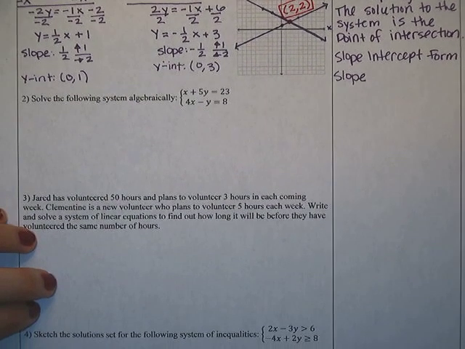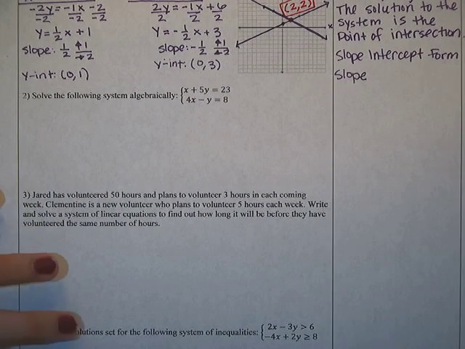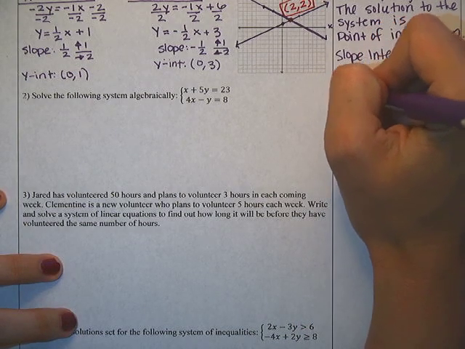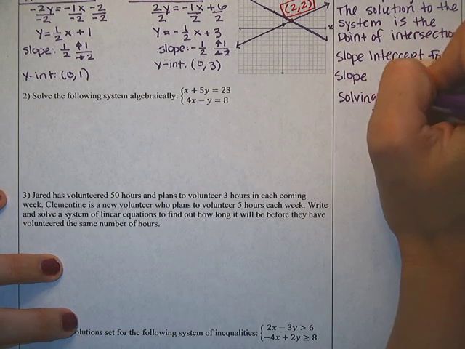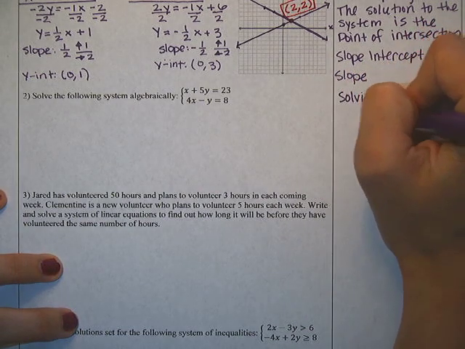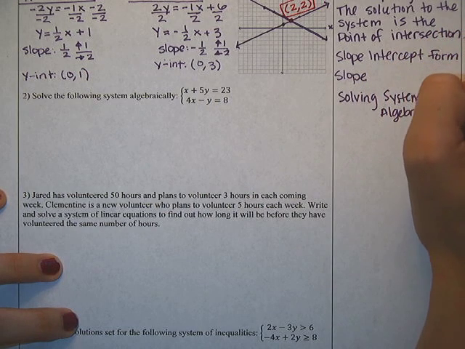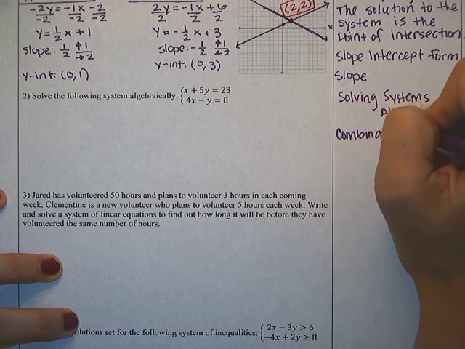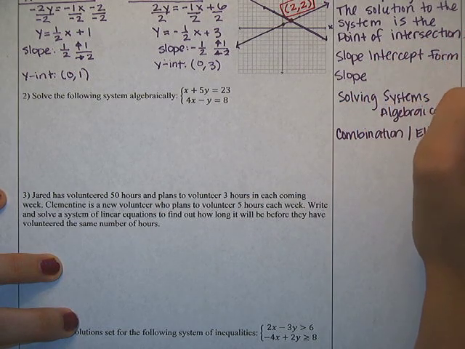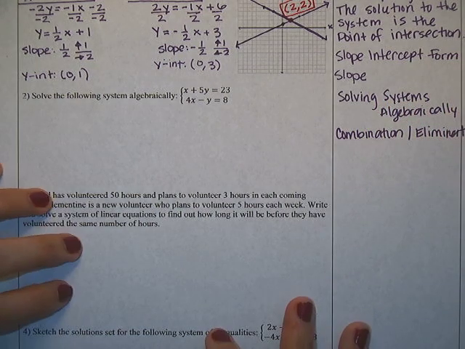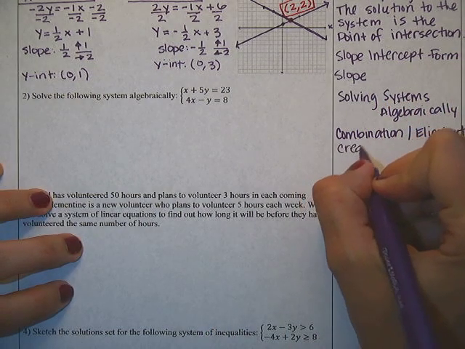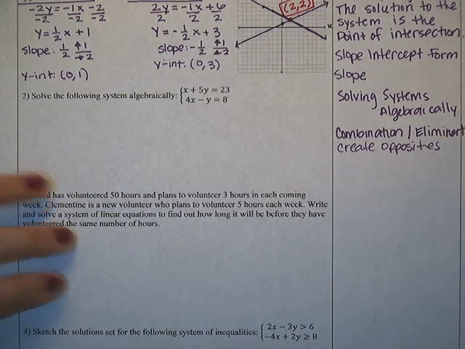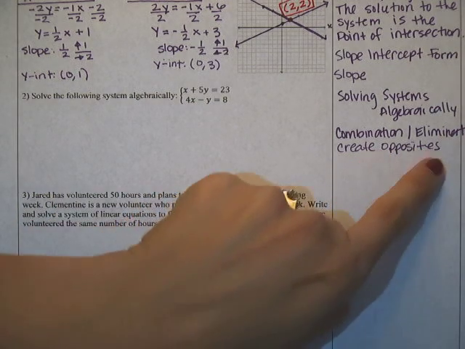Next, it says to solve the system algebraically. There are two methods in solving systems algebraically, and the first one we're going to use is combination and elimination. So let's go ahead and write solving systems algebraically. And the first method is combination / elimination. Okay, so here we need to create opposites. That way when you combine the two systems, one of the variables will be eliminated, hence the name combination elimination.